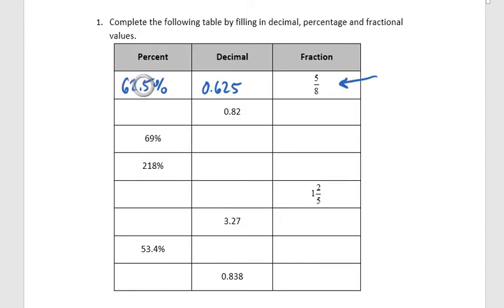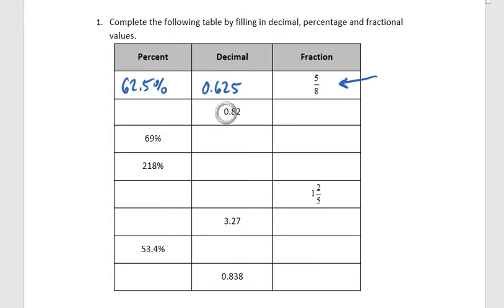Notice here at 62.5%, the decimal equivalent, meaning this is equal to that, is 0.625. The reason is because percent means out of 100, meaning we're taking this 62.5 and dividing it by 100, and if we divide it by 100, we're going to move the decimal 2 places to the left to get the decimal equivalent. So percent always looks bigger than the decimal. Alright, let's take a look at this next one now.